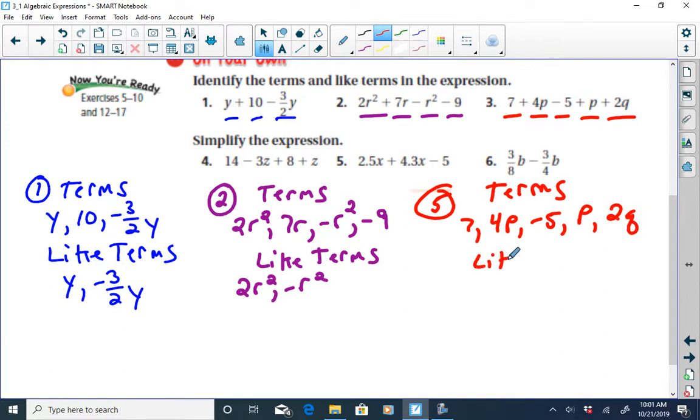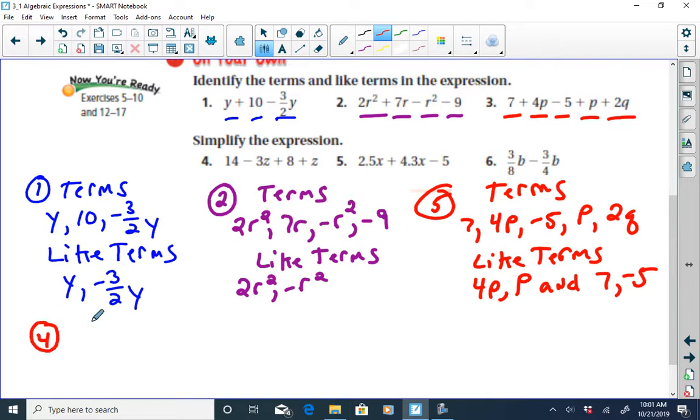Your like terms, let's see what we have here. Like terms have to have the same variable to the same power. So we have the 4p and the 1p. They are like terms. But we also have our constants. Our constants are 7 and -5. They are also like terms. All right?